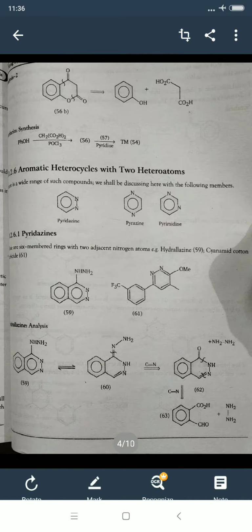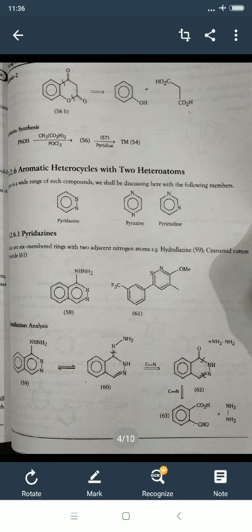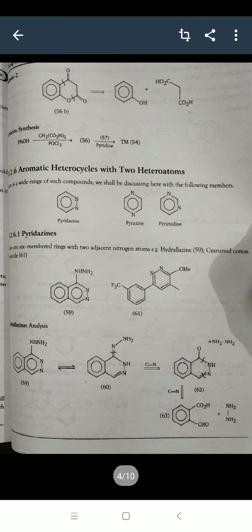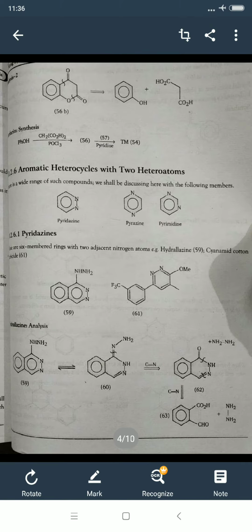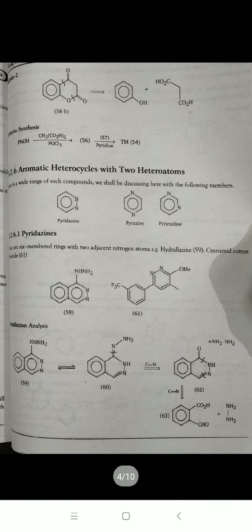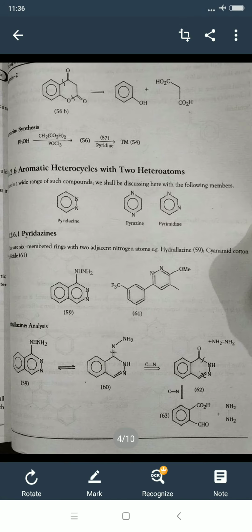So here you can see the warfarin synthesis: the phenol is treated with malonic acid. Cyclization is done with POCl3. This compound 56 is being formed in pyridine. It is giving you the target molecule 54, coumarin.